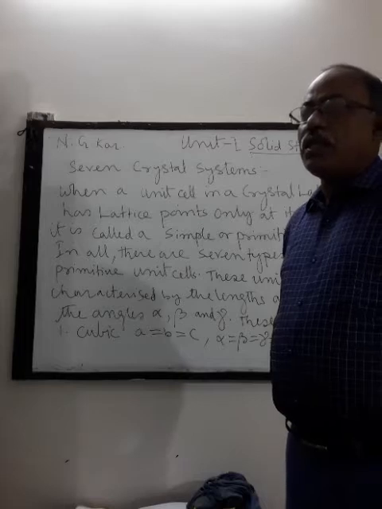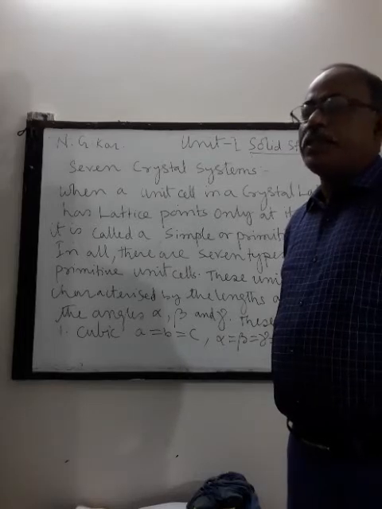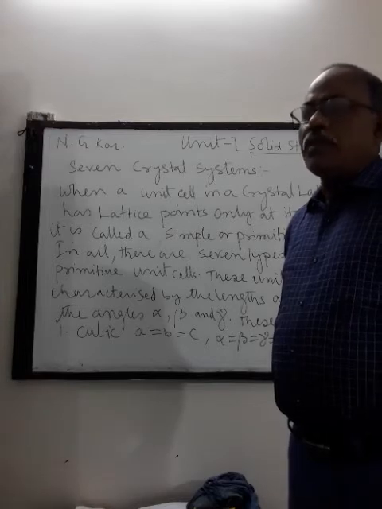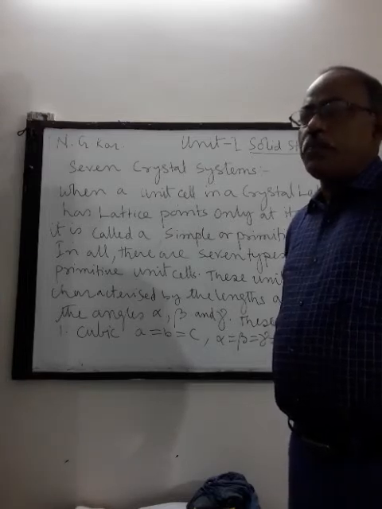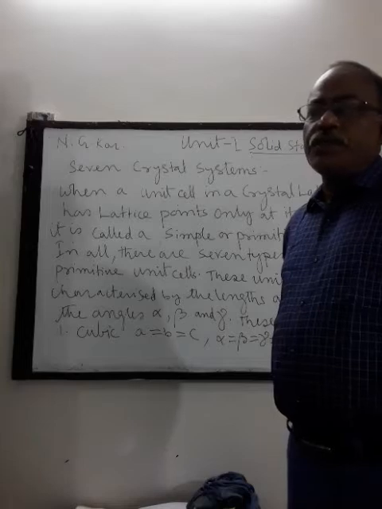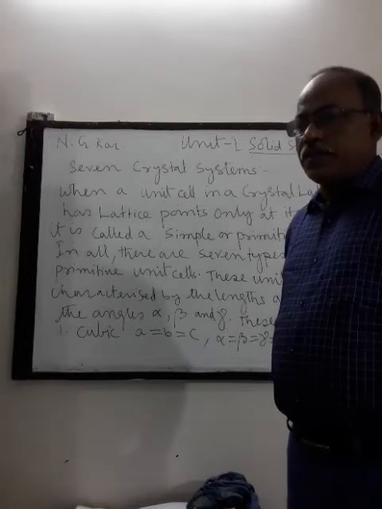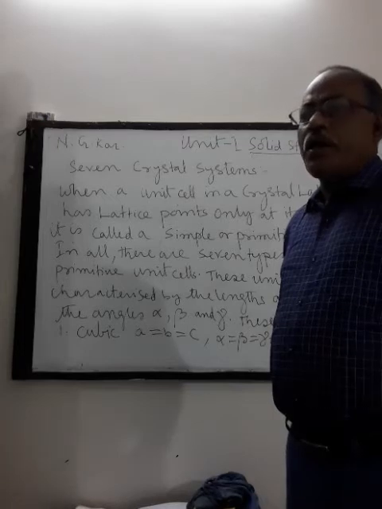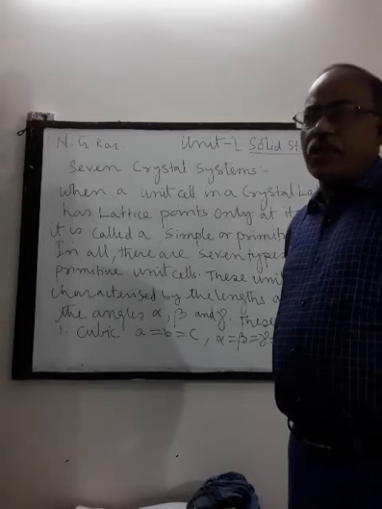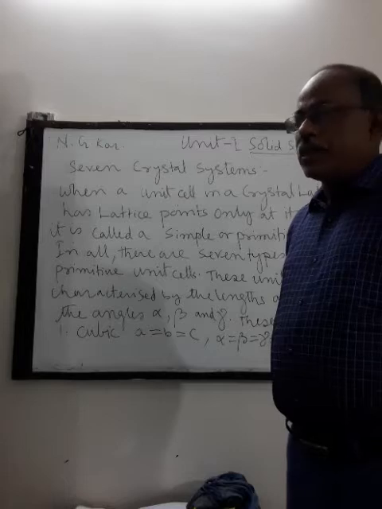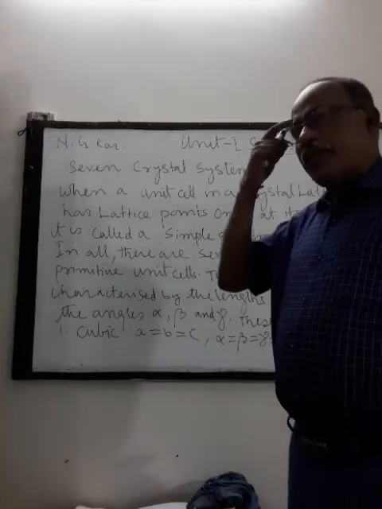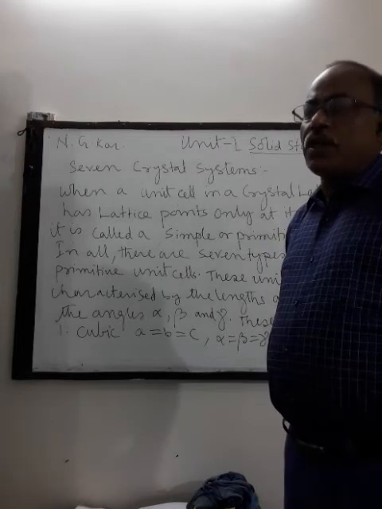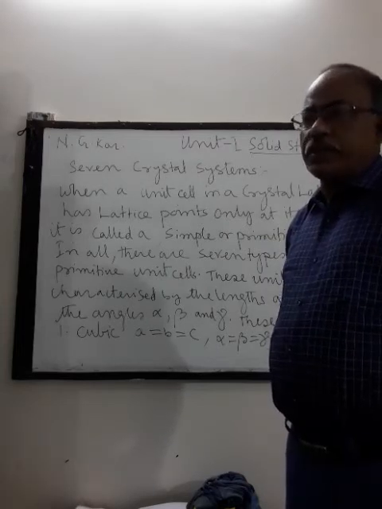And finally, I have discussed space lattices and arrangements, and 3 types of crystals. One is primitive and the other is centered unit cell. One is primitive unit cell, where particles are present only at the corners of the unit cell, and the second one is centered unit cell, where particles are present at the corners and some other points.